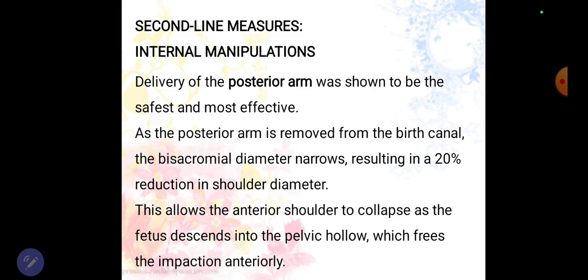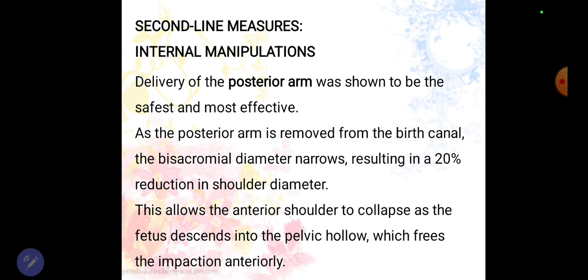Second line measures are internal manipulations, which start with removal of the posterior arm, then internal rotatory maneuvers, then rolling the patient, all in all 3 in the second line. Among the internal maneuvers, delivery of the posterior arm was shown to be the safest and the most effective. That is why we start with it in internal manipulation.